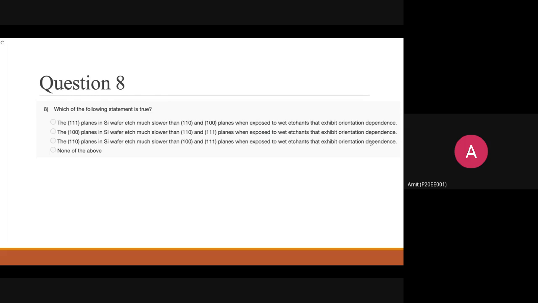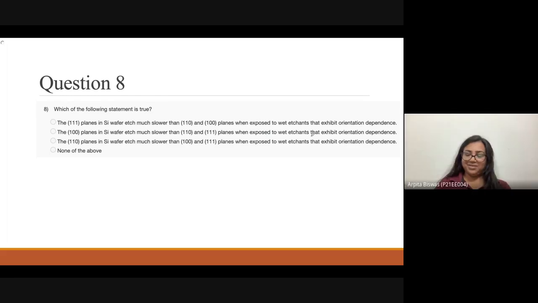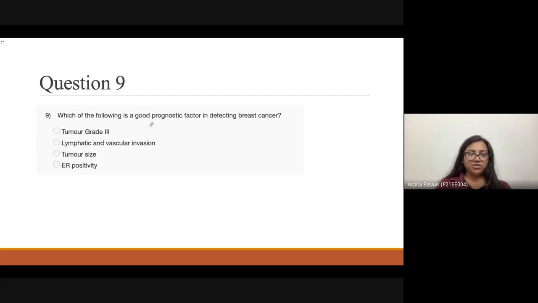First option. Okay. Yes, the right option is option A. The 111 plane in Si wafer is much slower than 110 and 100 plane when exposed to the wet agent that exhibit an orientation dependence. Good. So next move toward question number 9.